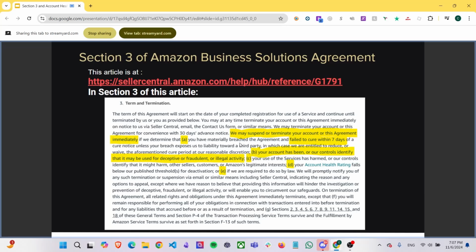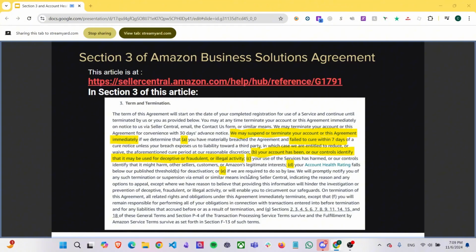Whenever you get a Section 3 account review or suspension, you are expected to provide the proper information and the documents that Amazon asks for within 7 days of receiving the notification. The important part here is that the faster you are able to get on top of it and deal with it, the faster Amazon can respond to your issue.